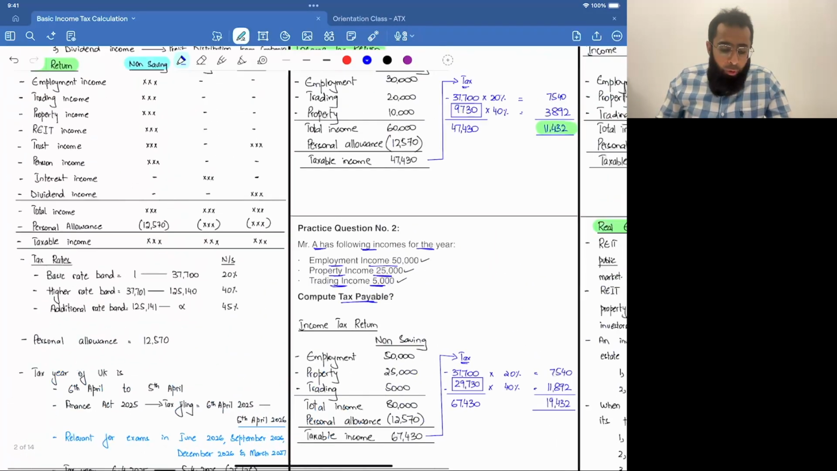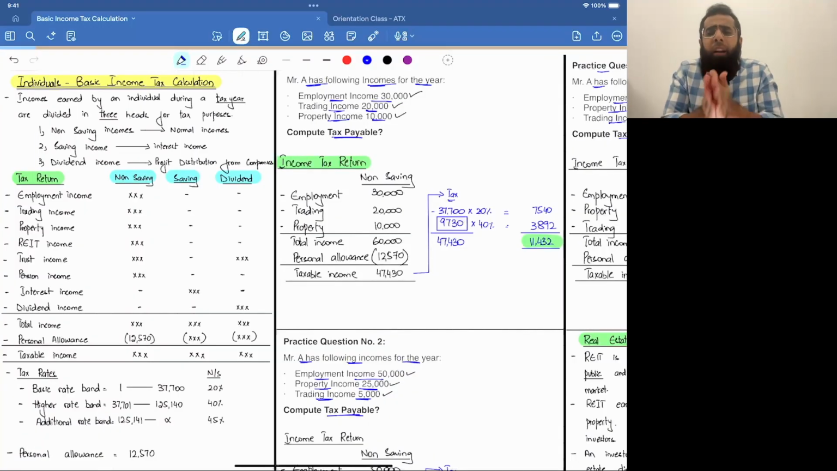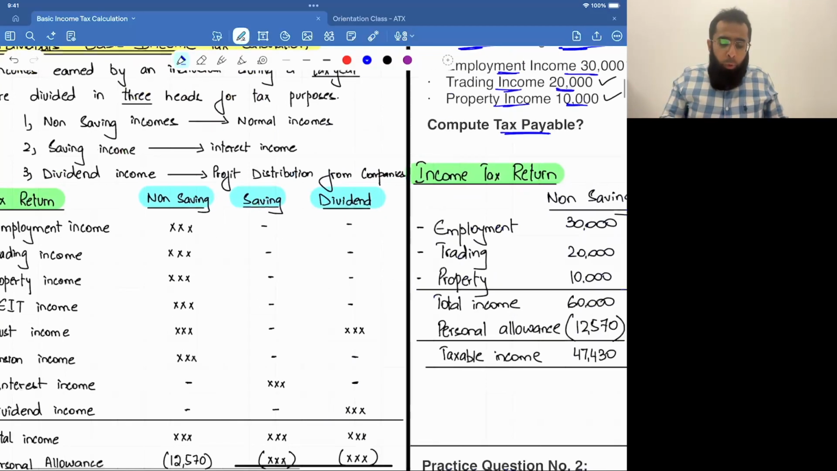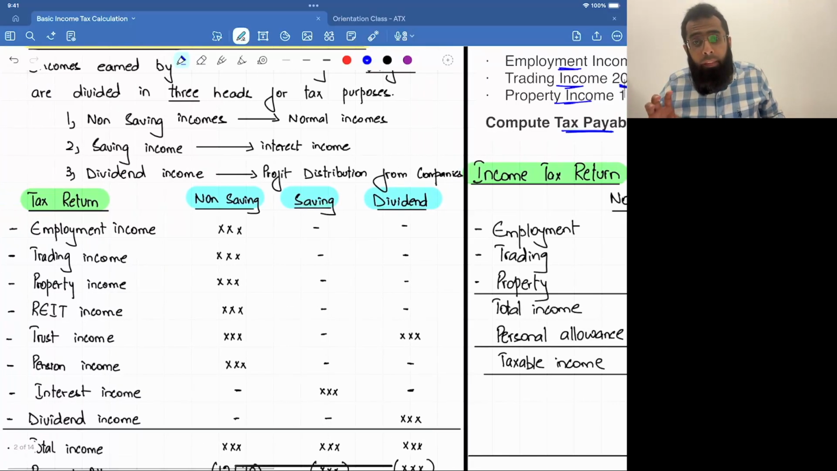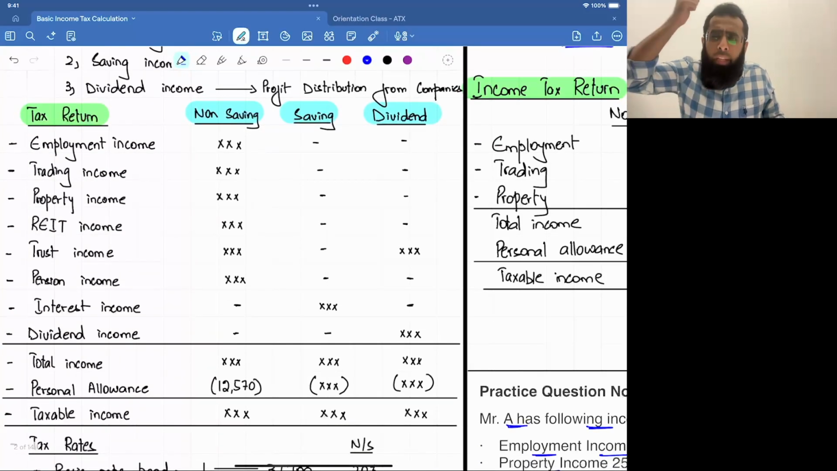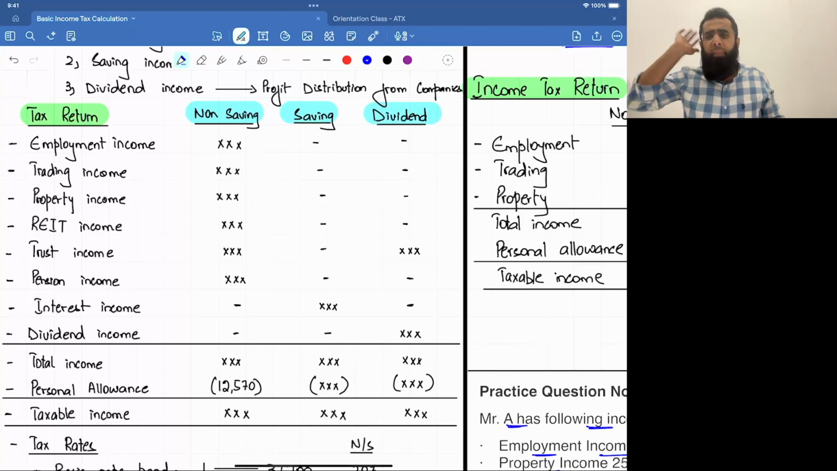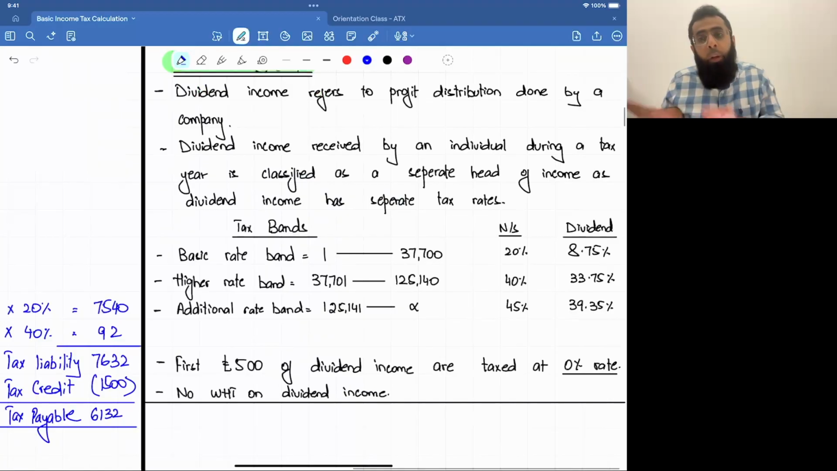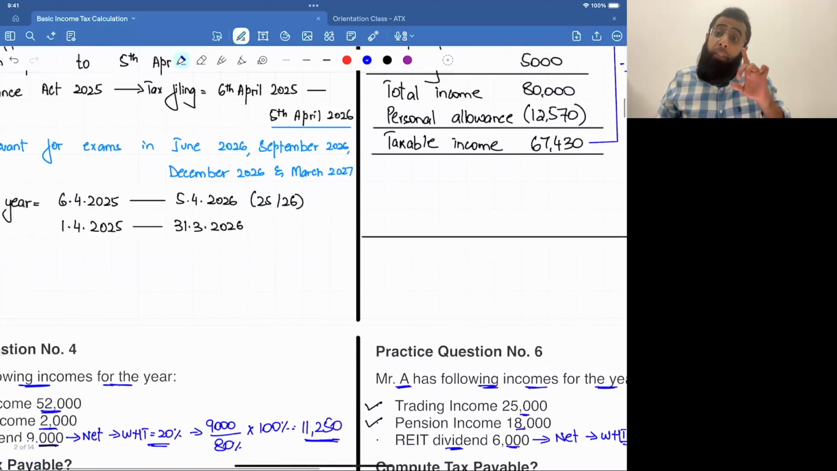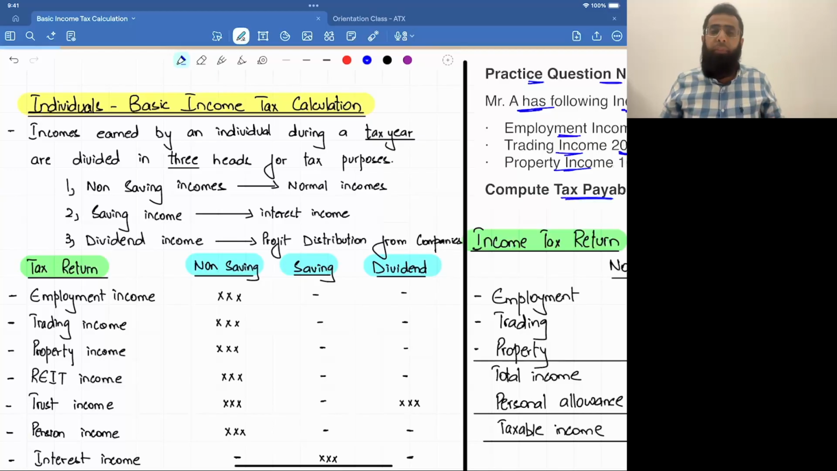Okay. So if I sum up today's class, we started our discussion with the basic income tax return of individuals. Whatever income an individual earns during a tax year, it is divided into three heads: non-saving, saving, and dividend. Non-saving is normal income. It includes everything except interest income, which has its own head because it has separate tax rates, and dividend. In the next class, we'll talk about dividend income, its tax rates, everything. But believe me, your patience is most important. If you rush, you will get confused.